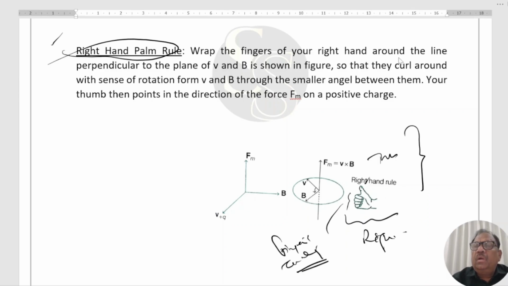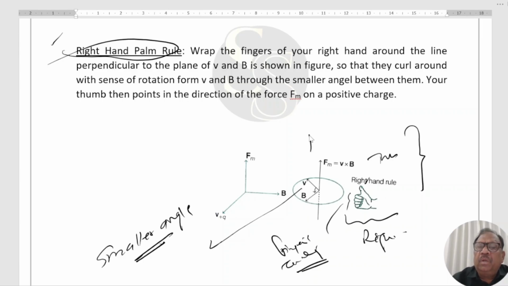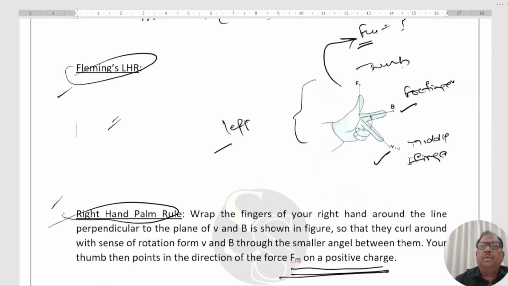Wrap the fingers of the right hand around the line perpendicular to the plane of V and B, so that they curl with the sense of rotation from V to B through the smaller angle. V to B we can move from this angle or from this angle. This is the smaller angle. Then, if this condition is satisfied, the thumb will indicate the direction of force on a positive charge, right?